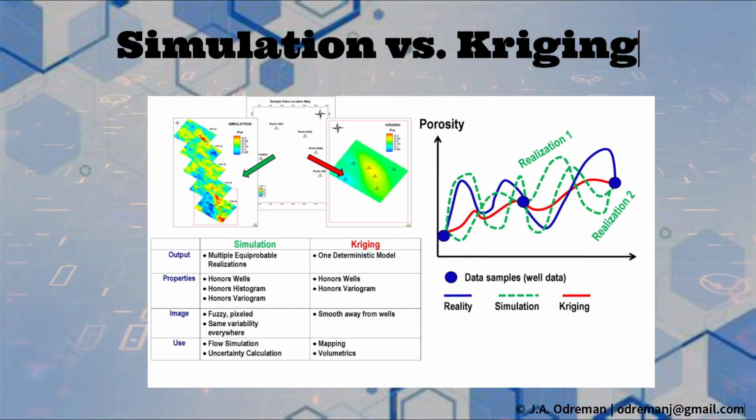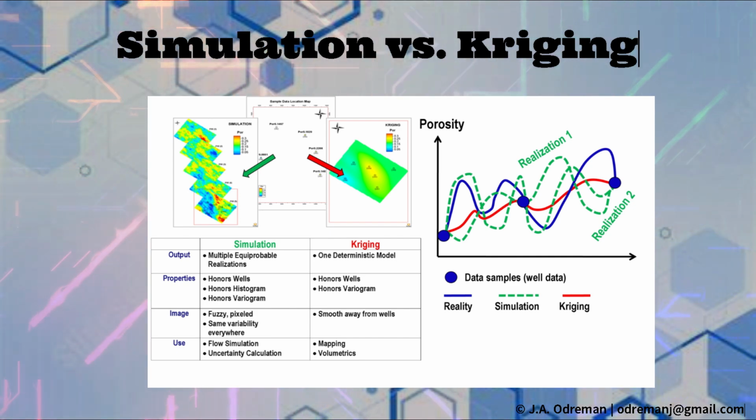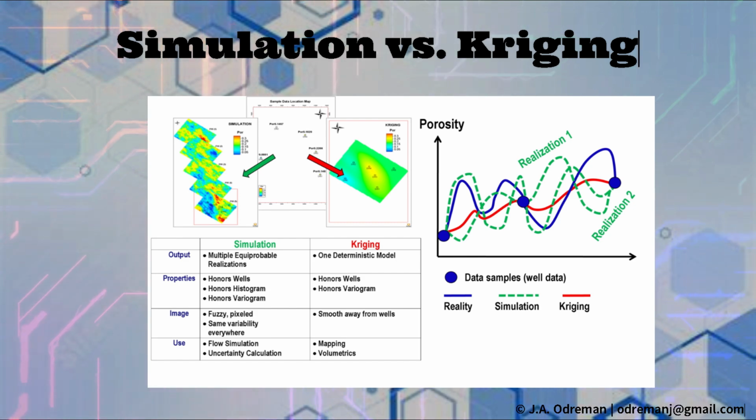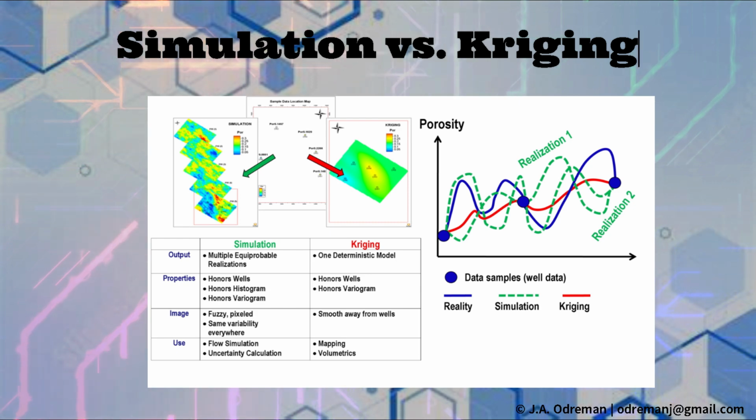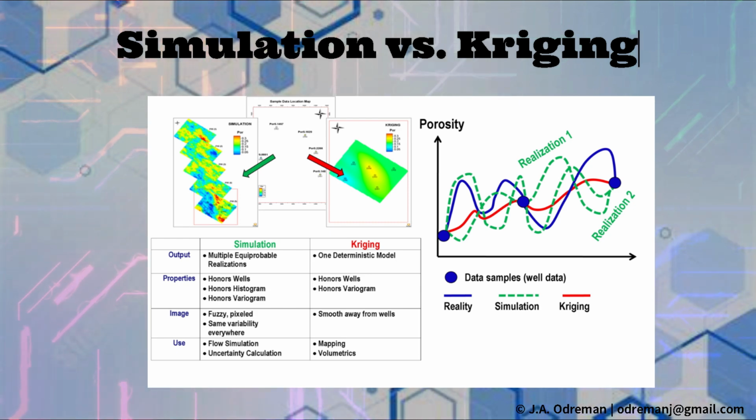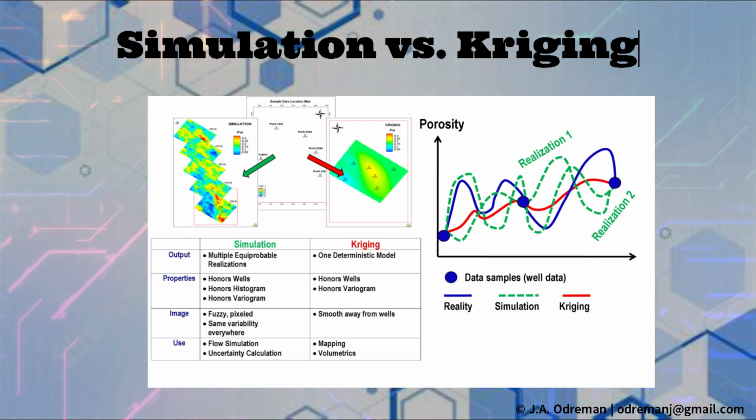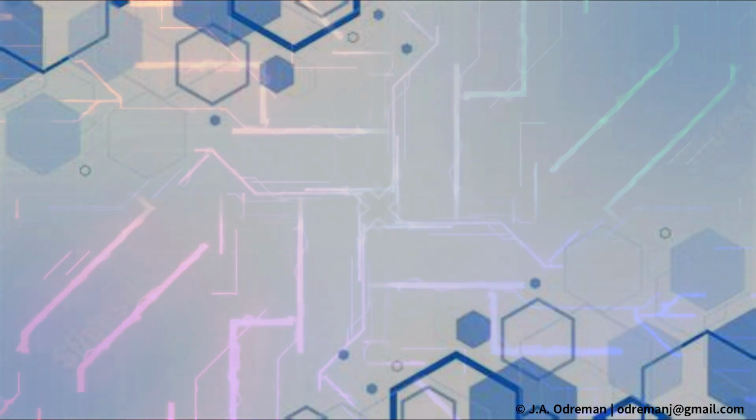The image compares simulation and kriging in reservoir modeling. Simulation generates multiple realizations to capture uncertainty and variability, useful when data is limited. In contrast, kriging provides a single, smooth, and precise estimate, ideal for a deterministic and reliable interpretation. Both methods suit different needs, depending on whether you want to explore multiple possibilities or focus on one solution.